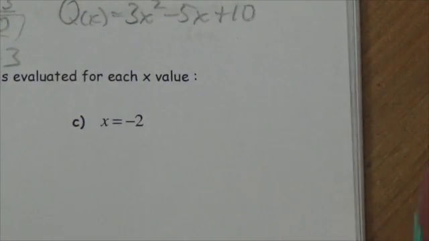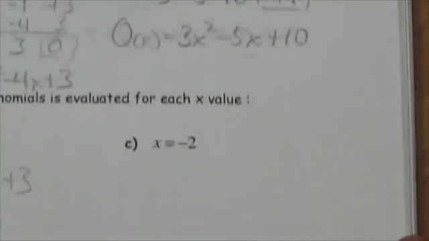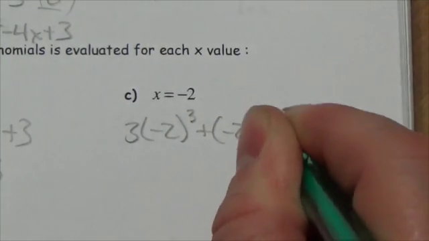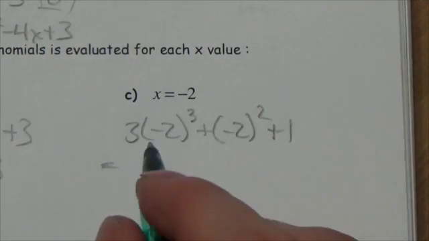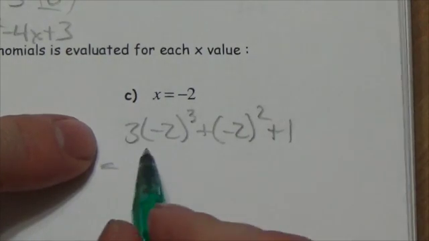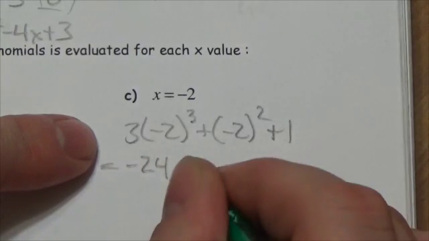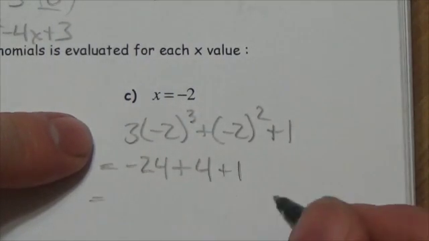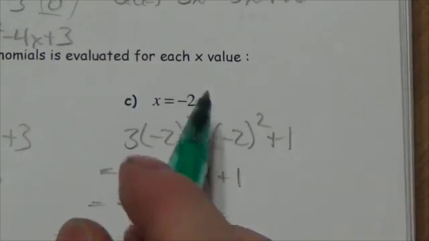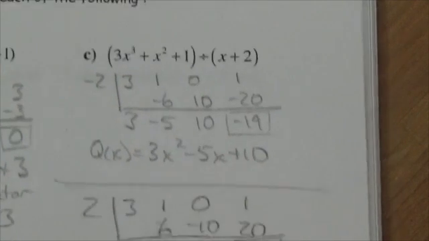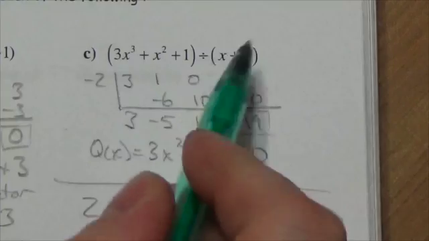Let's take a look at this next one. X is equal to negative 2. Our polynomial here was 3x cubed plus x squared plus 1. We're going to plug negative 2 into that. So 3 times negative 2 cubed plus negative 2 squared plus 1. Negative 2 cubed is negative 8, times 3 is negative 24, plus negative 2 squared is 4, plus 1. Negative 24 plus 5 is equal to negative 19. Once again, isn't this interesting? Negative 2 is the number that makes the divisor equal to 0. Negative 19 is the remainder when I divided by that.